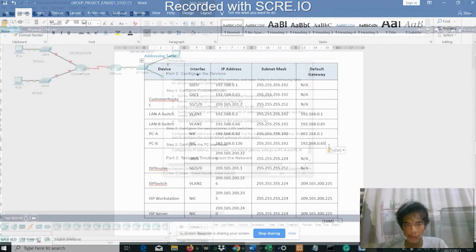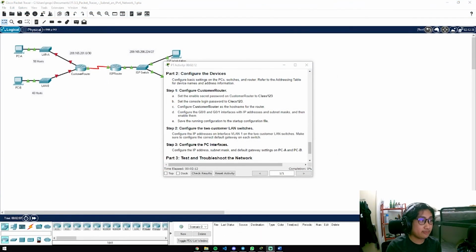So in this part, we are going to configure the devices. As you can see here, there are a few steps given on how to configure. First of all, we have to configure the customer router, then the 2 LAN switches, and finally the PC interfaces themselves. So let's start with the customer router first.